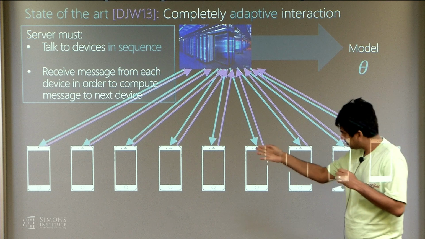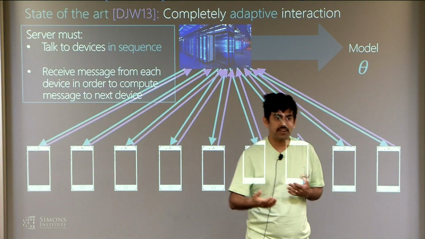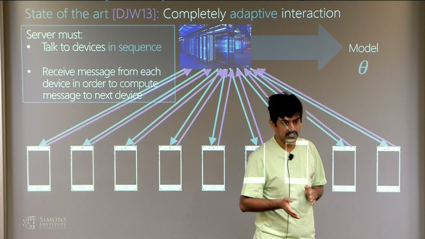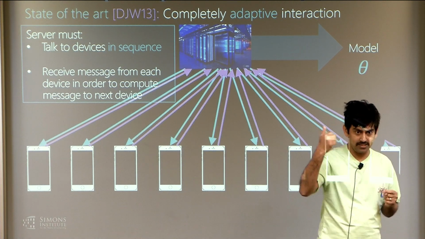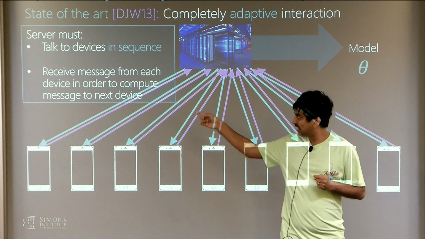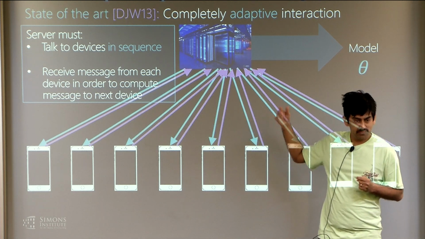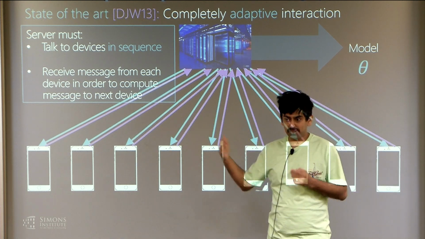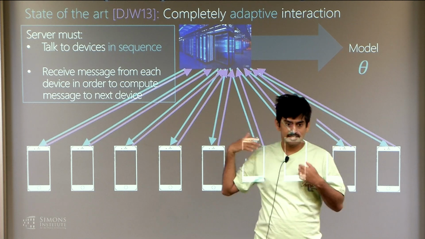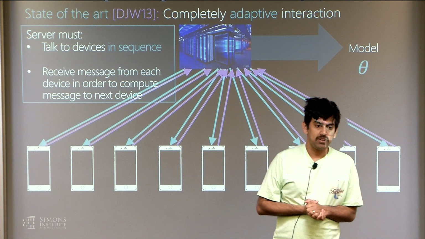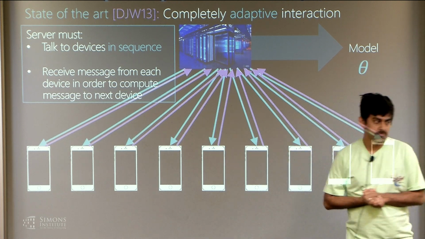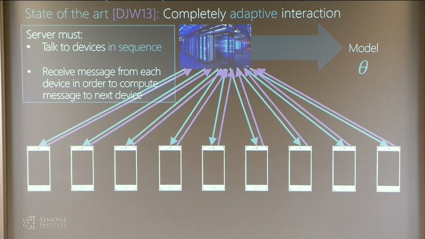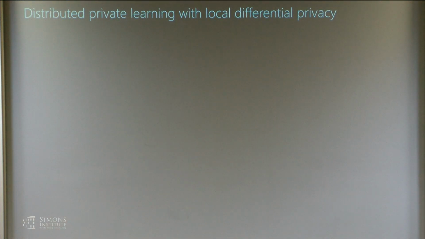So the number of rounds of interaction is equal to the number of devices. And remember, I told you about this 5 millisecond communication time. Now, if you try to train any reasonable learning method with this under privacy, it almost becomes infeasible. Again, this work is about distributed private learning with local differential privacy.